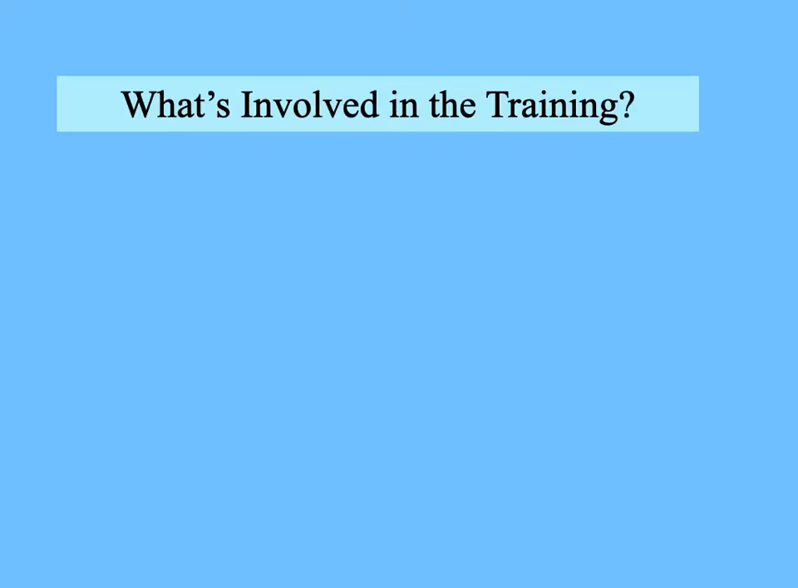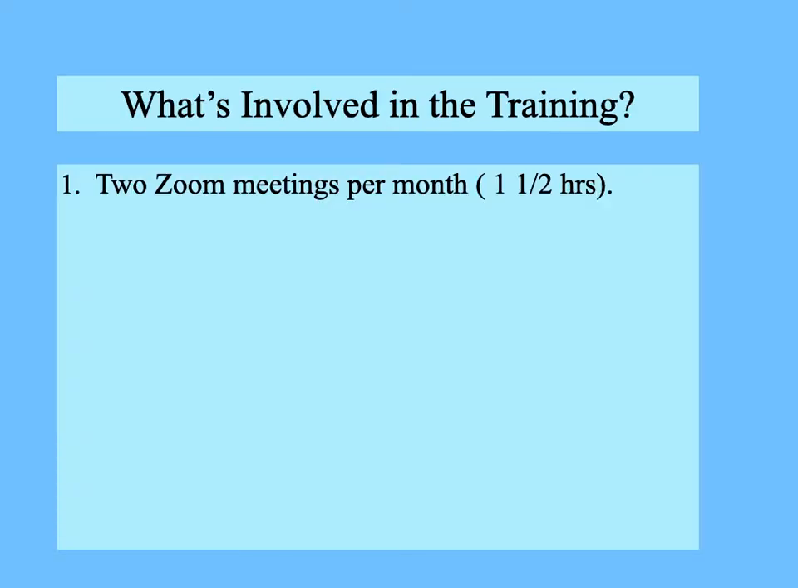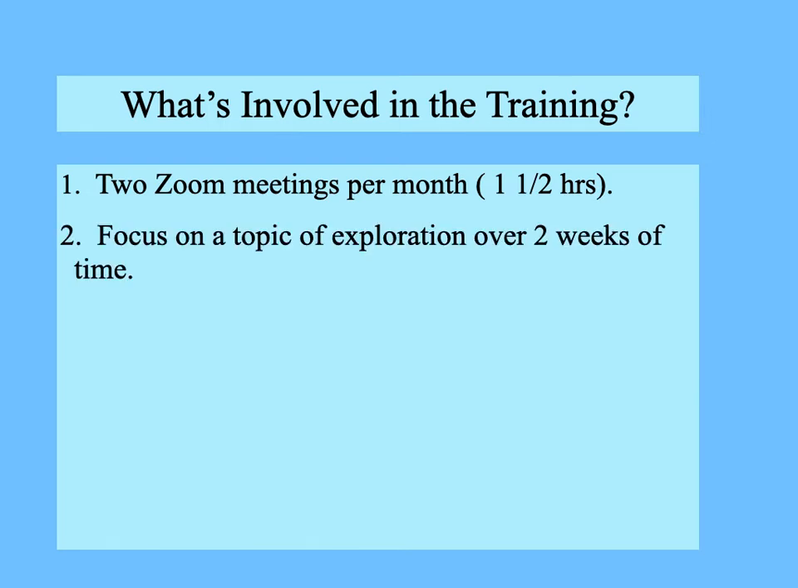What's involved in the training? Two Zoom meetings per month, an hour and 1.5 hours long. And I'll be allowing you to vote on what time period during the week and during the day is best for you. So before you get into the training, you'll know whether the timing of these meetings is going to work. But we're going to make the meetings work for everyone and to work for your life.